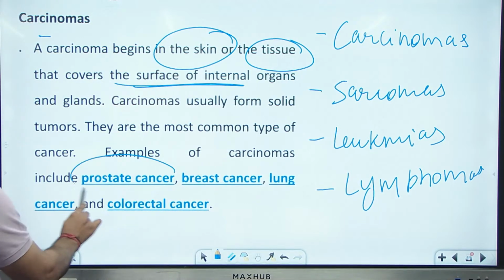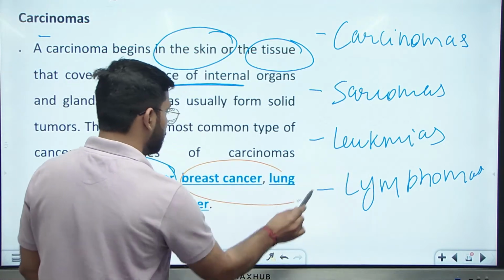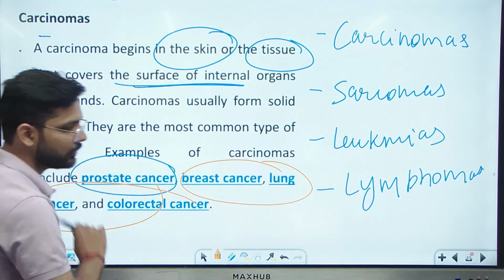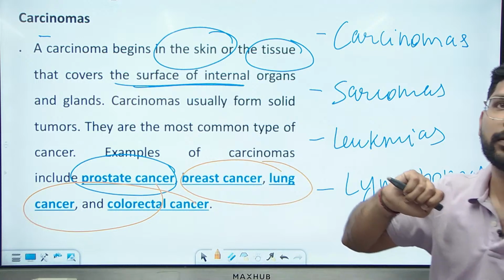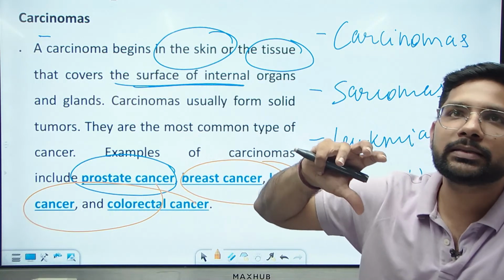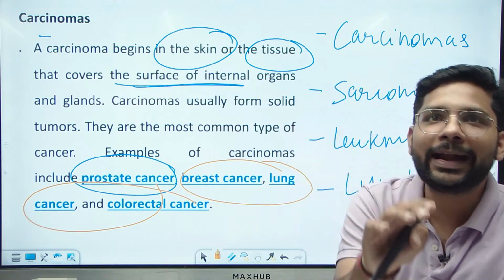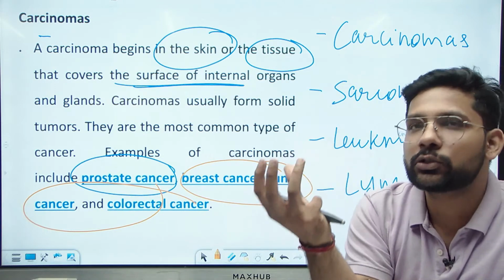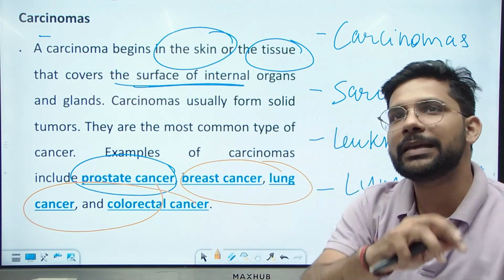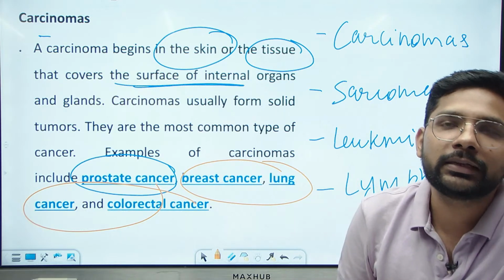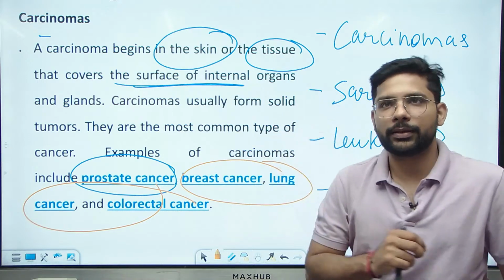Examples are prostate cancer, breast cancer, lung cancer. These are examples of carcinomas. Means these are the major kind of cancer that affect the surface of internal organs, specifically the glands, and it's a solid kind of tumor जहाँ पे सेल का ग्रुप बहुत बड़ा होता है and affects the major area of the organ, जिससे organ damage होने के chances ज़्यादा रहते हैं. That is known as carcinomas.